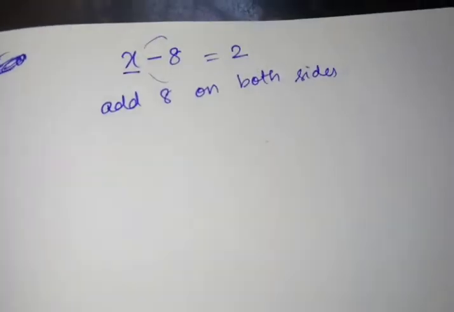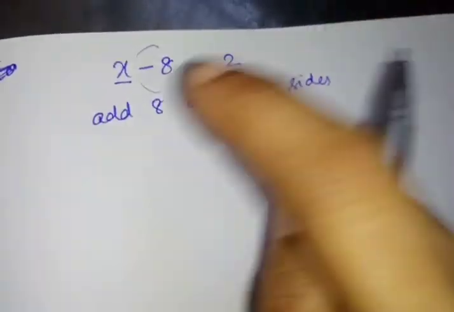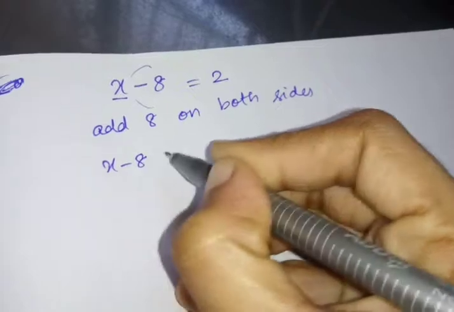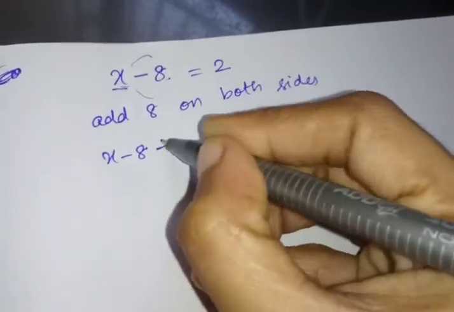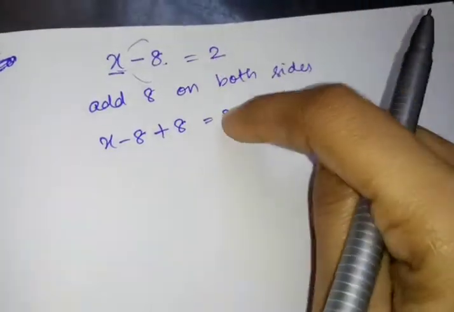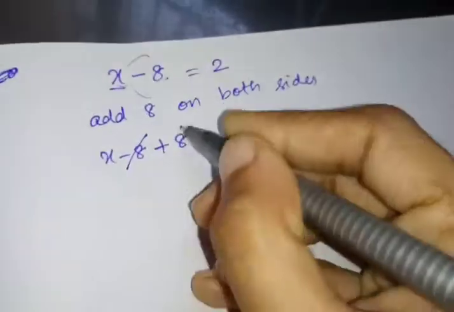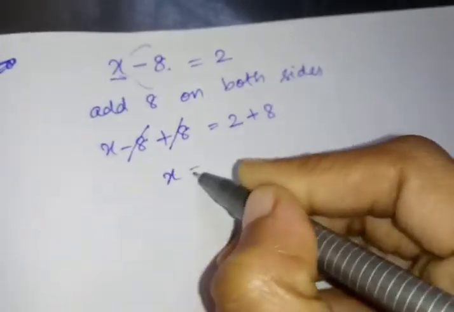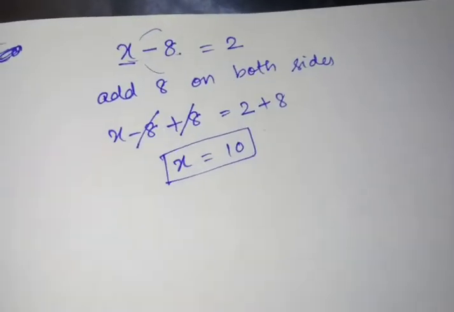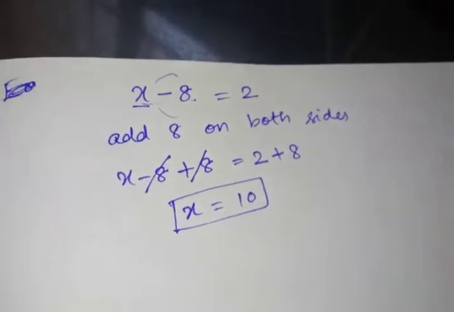Why are we adding? Because the question has minus 8, so plus 8. My x minus 8 plus 8 is equal to 2 plus 8, because we add 8 on both sides. Plus 8 minus 8 cancel. x is equal to 2 plus 8, 10. So x is equal to 10 is the solution for this equation. This is one method.